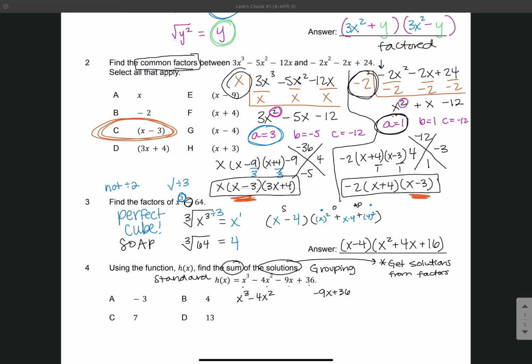Alright, now we need the GCF of each group. So for this first group, I can divide by an x squared. And for the second group, I can divide by, make sure you grab that negative sign, a negative 9.